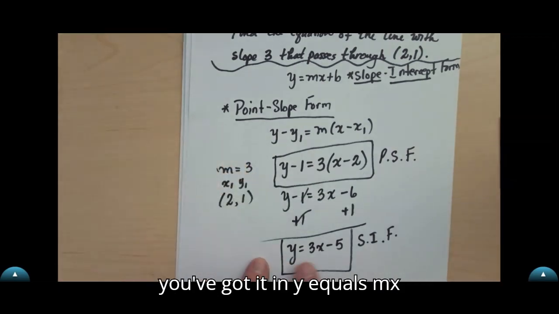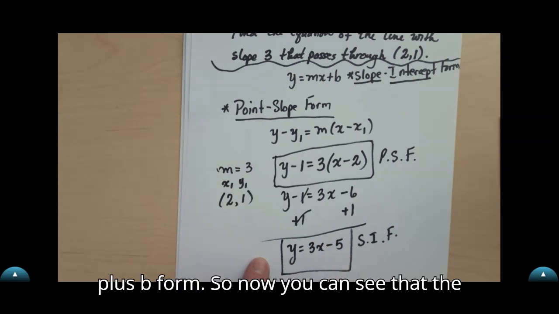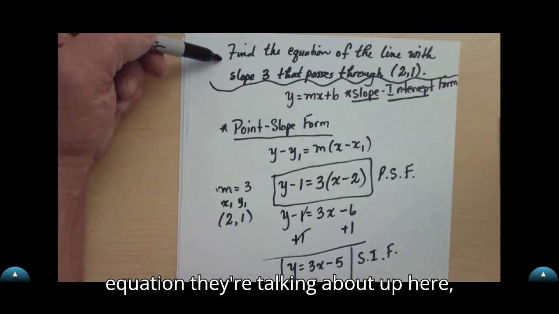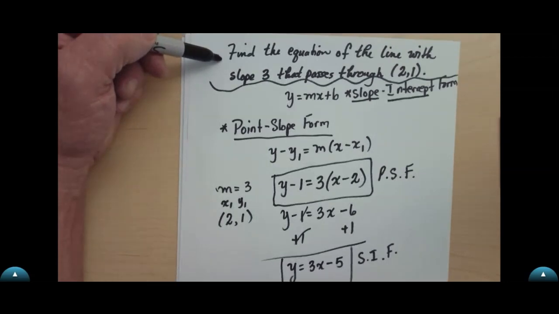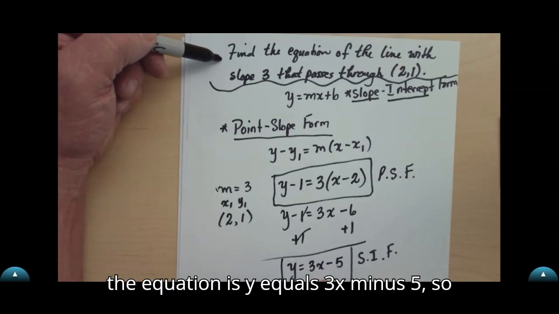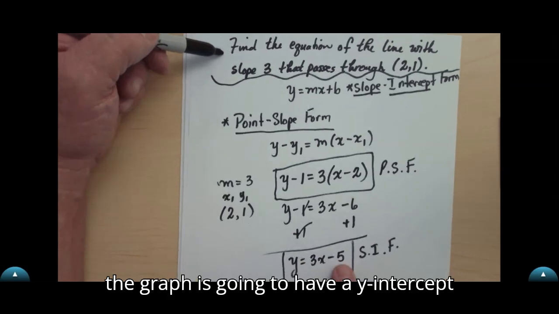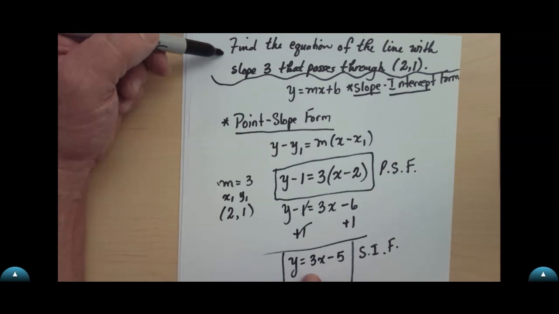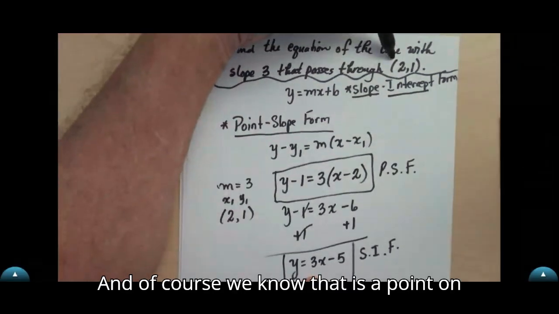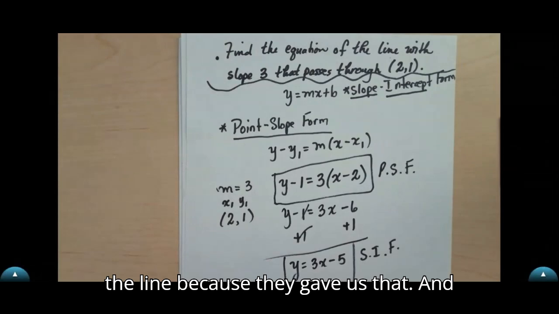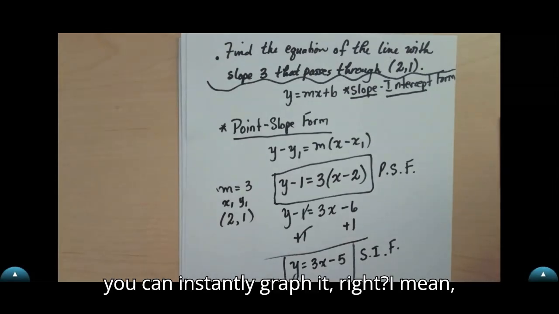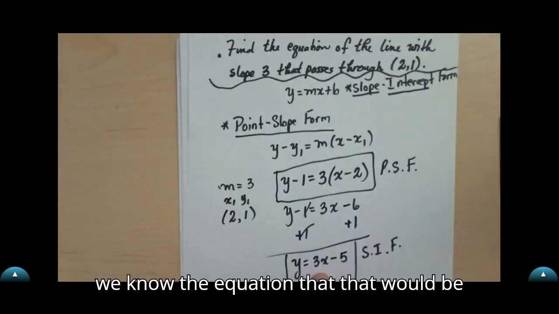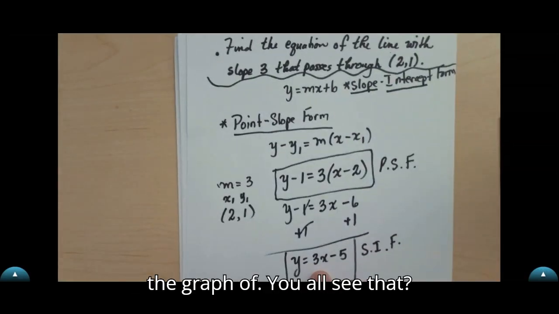Now you've got it in y equals mx plus b form. So now you can see that the equation they're talking about up here, the equation is y equals 3x minus 5, so the graph is going to have a y-intercept of -5, and the slope is 3. And of course, we know that (2, 1) is a point on the line because they gave us that, and you could instantly graph it, right? I mean, we've already got enough to graph it. Now we know the equation that would be the graph of. Y'all see that?